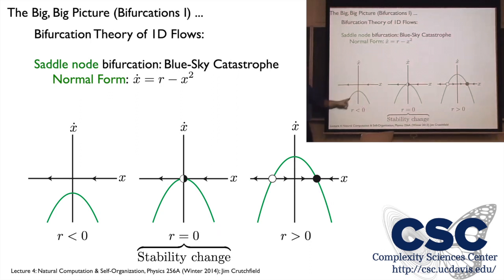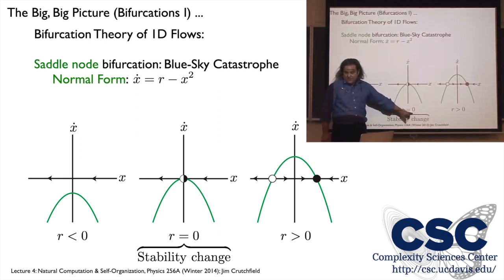The green here is just f of x, the right-hand side, and it's below x dot equals 0. That means each value is the strength of the vector, and it's always negative, so I'm always pointing this way. Wherever you start, you're going to go off to minus infinity. Okay. So then we take r right up to 0.